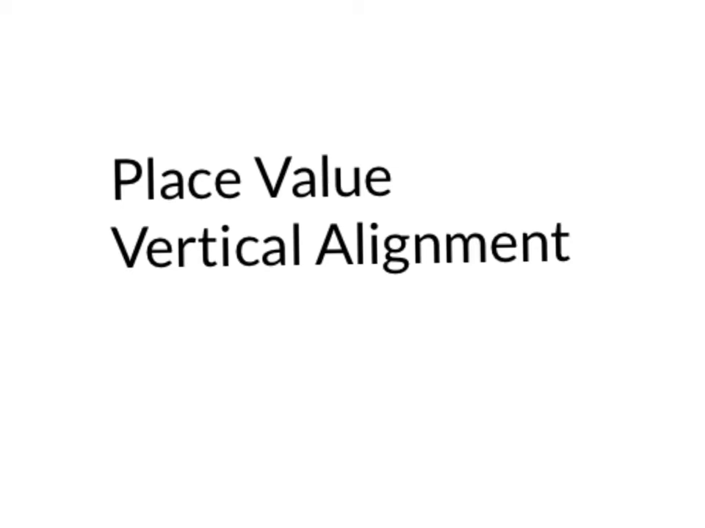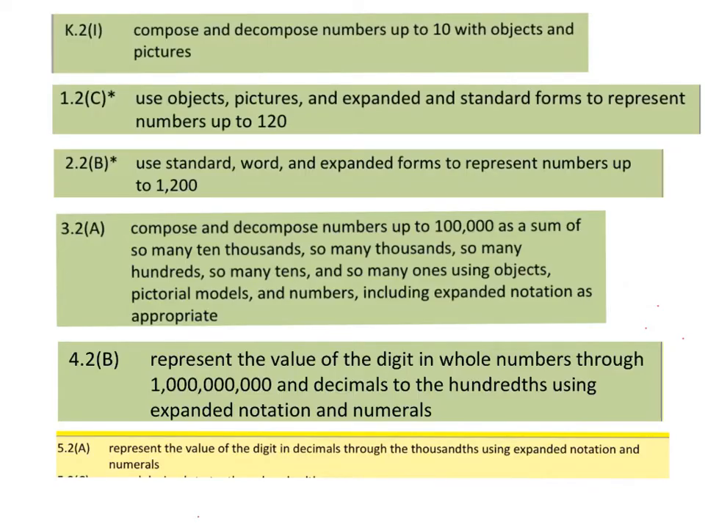Okay, so in this video I'm going to talk a little bit about place value in the vertical alignment and how it goes K through 5. Okay, so we're going to talk about how composing and decomposing numbers goes from kindergarten to first. In kindergarten, students must compose and decompose numbers up to 10 with objects and pictures.